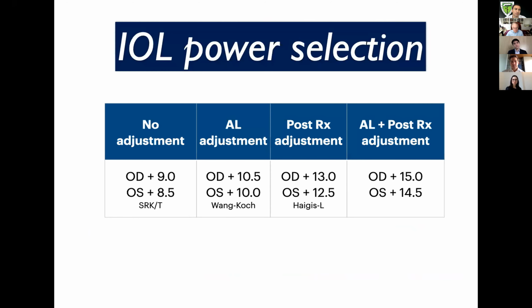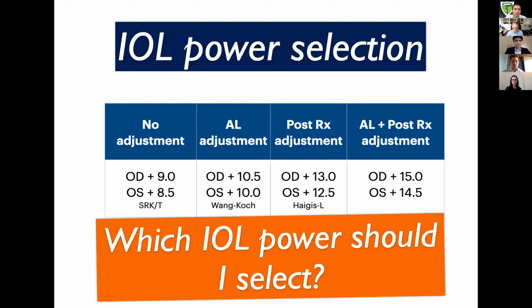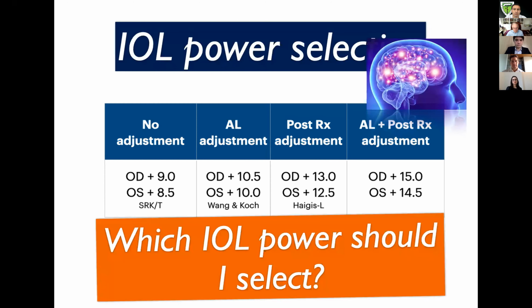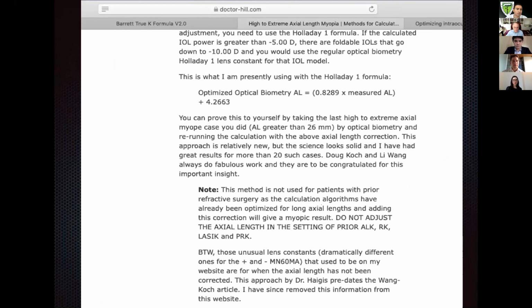But do we need to combine those measurements? Do you need to adjust the axial length and do a post-refractive formula for both? Because when we do this, the IOL power would be plus 15 in the right eye and plus 14.5 in the left eye. So which IOL power should I select? This is the question that we need to study a little bit more.